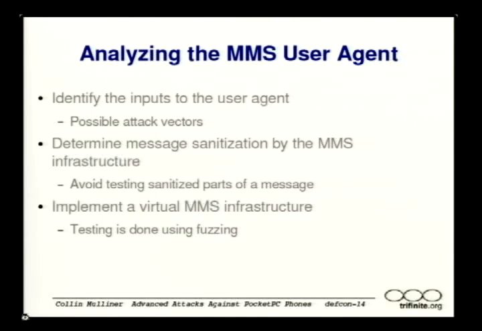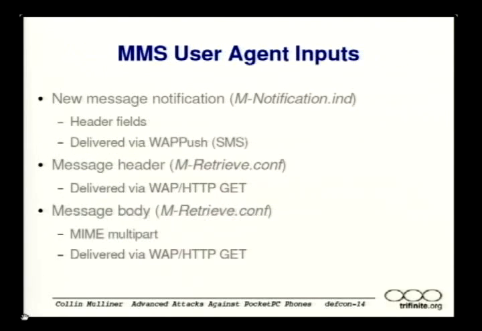But yeah, more on this later. So basically, there are two different messages which are sent to the device. It's the notification. This is the part that's sent over SMS, which has the information about the new message. And then we have the retrieve conf message. This message is basically the file you download from the web server with just a normal HTTP web get.